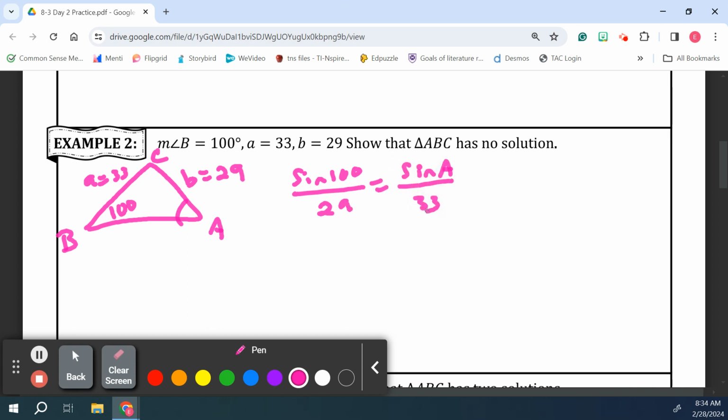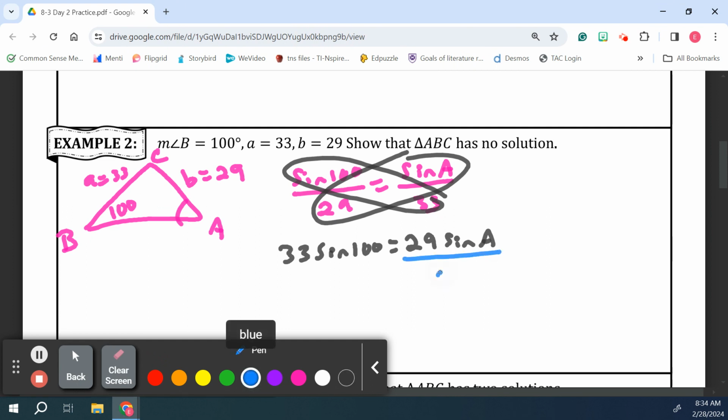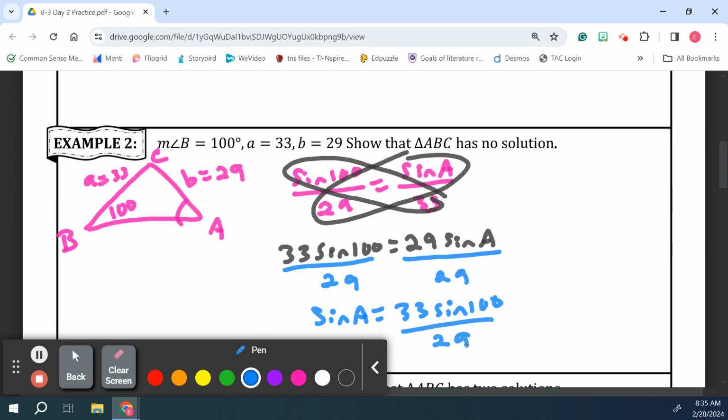over 33. I'm going to cross multiply. I have 33 sine of 100 equals 29 times the sine of A. I will divide both sides by 29. This leaves me with sine A equals 33 sine of 100 over 29. And now I'm just going to take the inverse of that. So the measure of angle A equals the sine inverse of 33 sine 100 over 29.